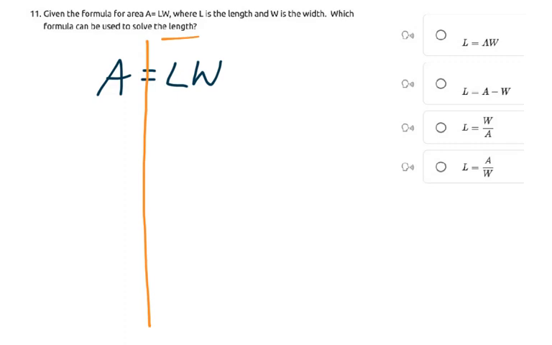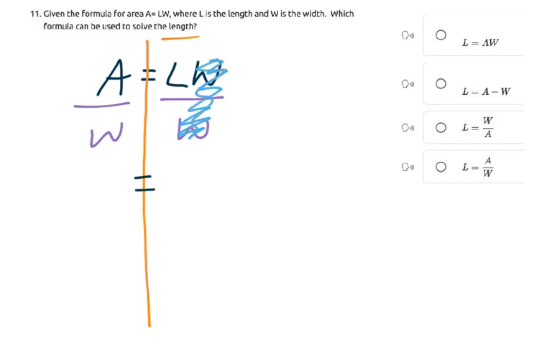Area right now is by itself. L is with the W. That means you're multiplying whatever your length is times whatever your width is. Well, let's get the W out to get the L by itself. So if you're multiplying, the opposite would be to divide out the W, but you've got to do that on both sides, all right? So when you do that, it divides out and gets rid of the W there.